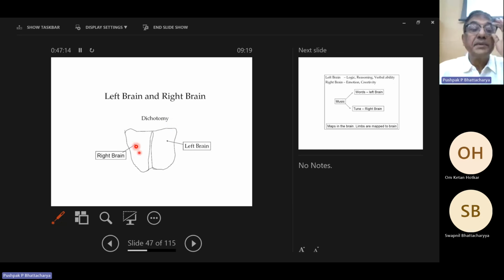Then there was this Nobel Prize winning work showing that the brain has two compartments, left brain and right brain. And for a right-handed person, the left brain deals with logic and the right brain deals with emotion, for example. Okay, the right brain is more holistic. The left brain is detail-oriented.